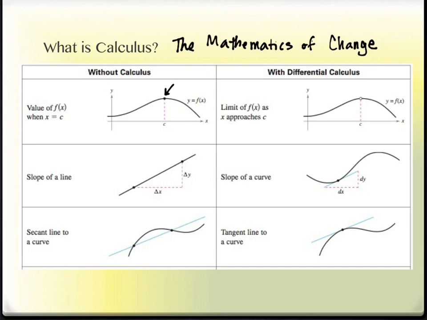Without calculus, we can find the slope of a line. In fact, you all know how to do it. You've been doing it since pre-calc, right? It's been a long time since you started the idea of finding slope. But you only found slope for lines. But with calculus, we can actually find the slope of a curve. Right? How much is the curve sloped at that point in time?